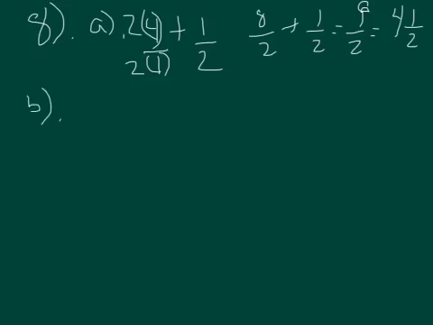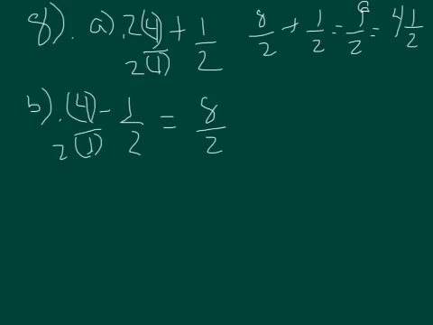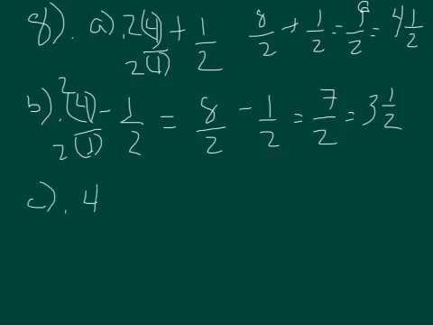Alright, on B, you had 4 now minus 1/2. I'm going to just skip ahead here for those who know. That's going to become 8 over 2, because once again, we know that 1 goes into 2 twice. Just multiply by 2's. So 8 minus a half will be 7 over 2, which is going to be 3 and 1/2. Then for C, we had 4 times a half. Well, that's easy. 4 times 1 is 4. 2 times 1 is 2. 4 divided by 2 is 2.